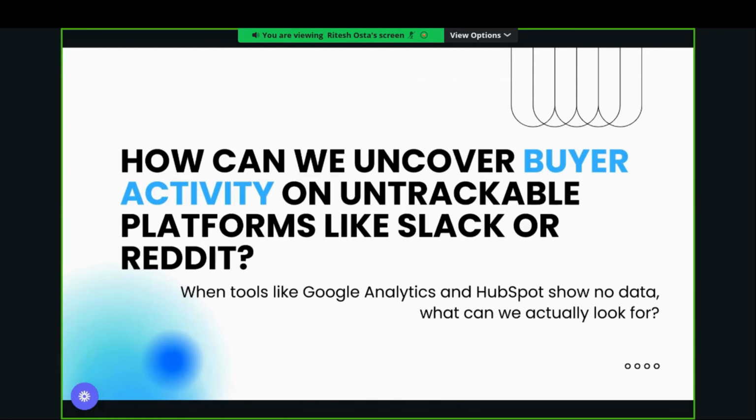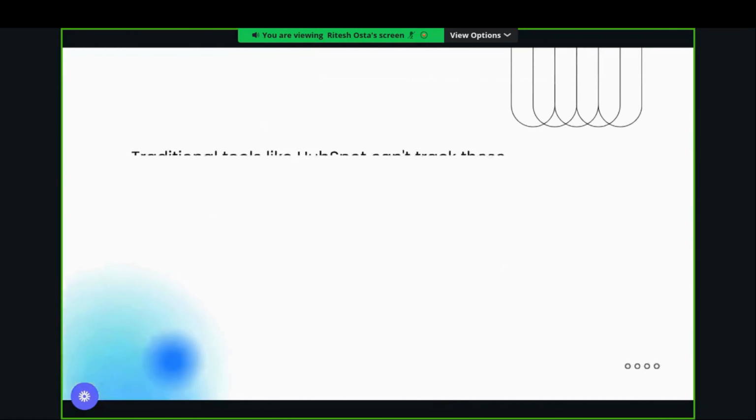How can we uncover buyer activity on untrackable platforms like Slack or Reddit? When tools like Google Analytics and HubSpot show no data, what can we actually look for? Okay, that's a good question. Even though I do not believe anymore that any channel is untrackable, we can always scrape the data, but that's another topic for some other day. Tools like Google Analytics and HubSpot also sometimes do not show data. So what to do about that?